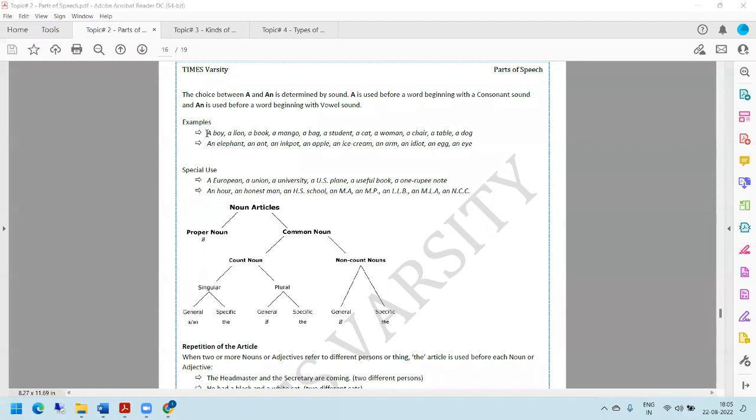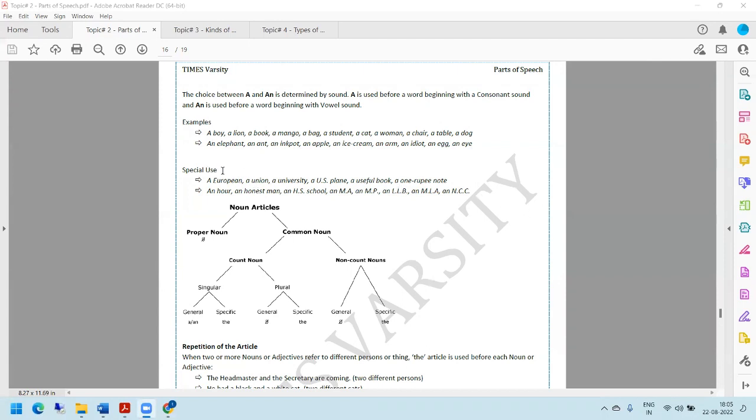So you can see that we are saying a boy. The boy, which is a noun, is starting with a consonant or a consonant sound. So that's why we are using a. And then elephant, in elephant, elephant is a noun. And here, can you please mute because it is echoing. So elephant is a noun, but it is starting with a vowel sound. That's why the article an is used. Okay, so this is the thumb rule.